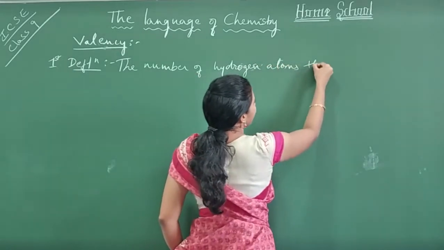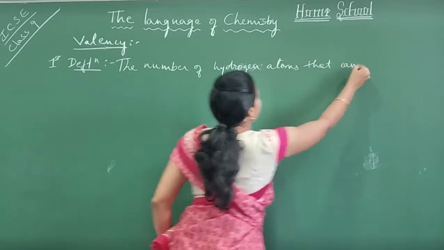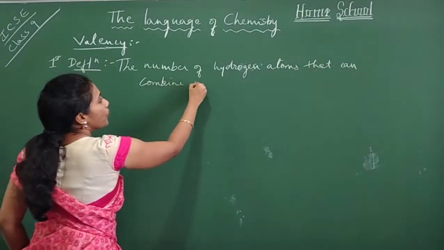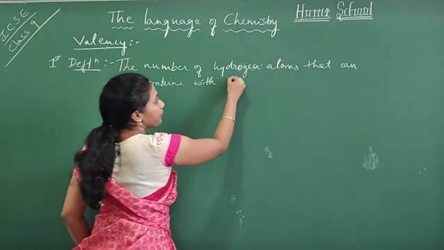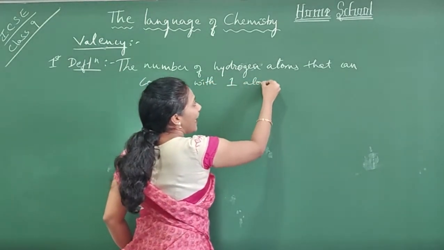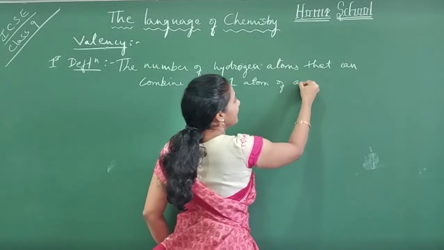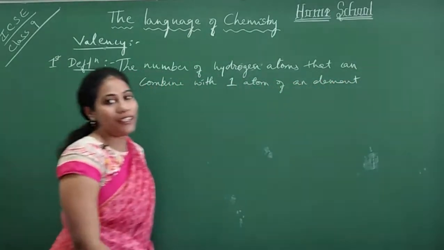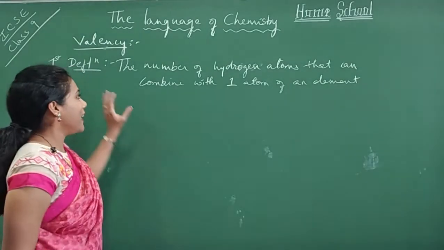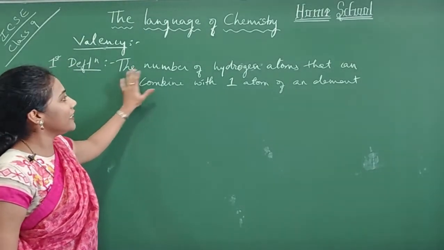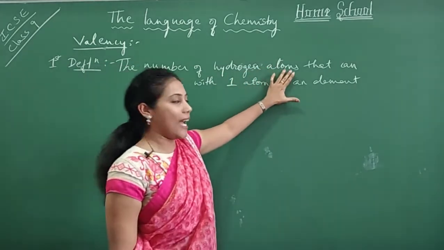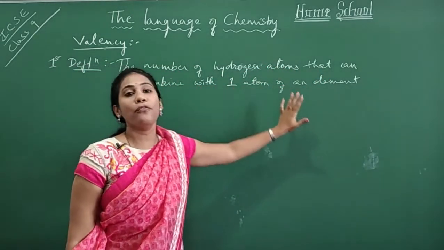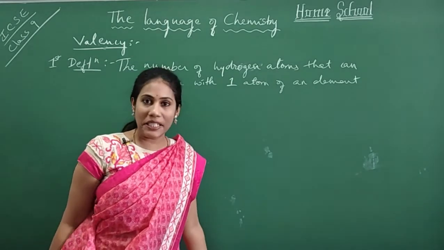that can combine with one atom of an element is called valency. Okay, try to understand the definition here. The number of hydrogen atoms that can combine with one atom of an element is called valency.